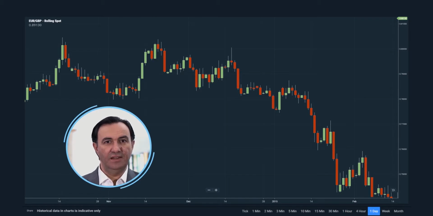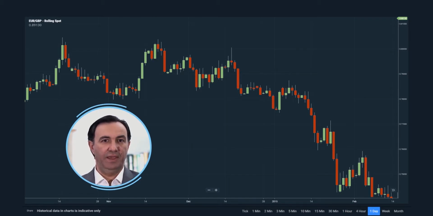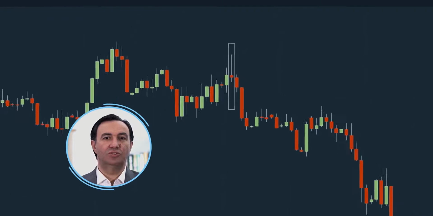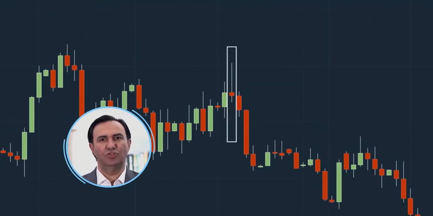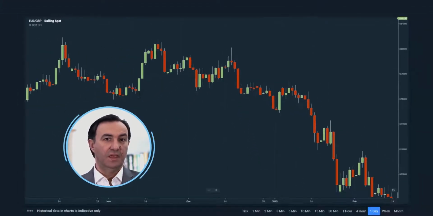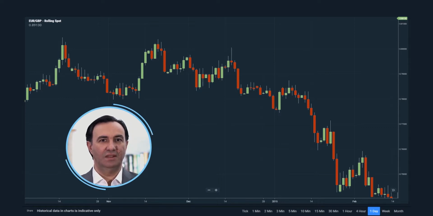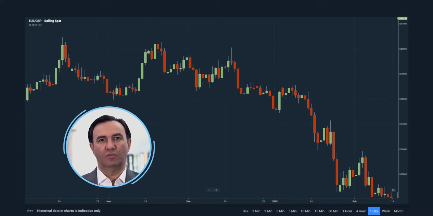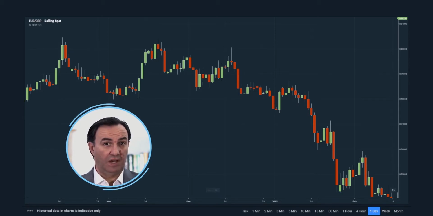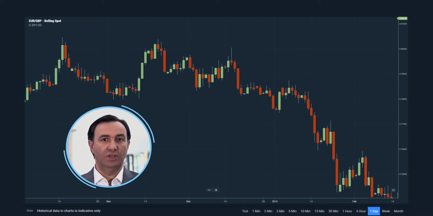This is a daily chart of the euro-sterling pair. We can see here at the top of a bullish trend, a shooting star has developed. The upper wick is much longer than the red body. The only thing not making this a perfect pattern is a slightly longer lower wick, but overall I'd say this was a good shooting star pattern, and we would have been looking for confirmations when the next period started.